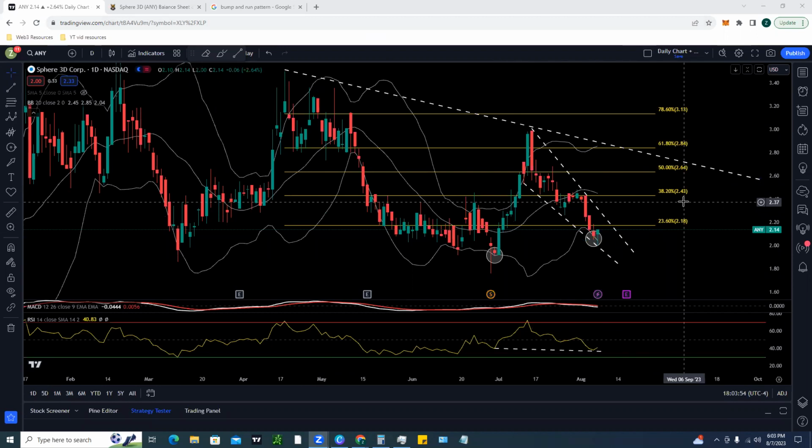And could this be one of the next stocks to potentially short squeeze? That's what a lot of people are saying right now, and it's got a lot of people's attention for a possible short squeeze. So we're going to break down the stock in today's video.